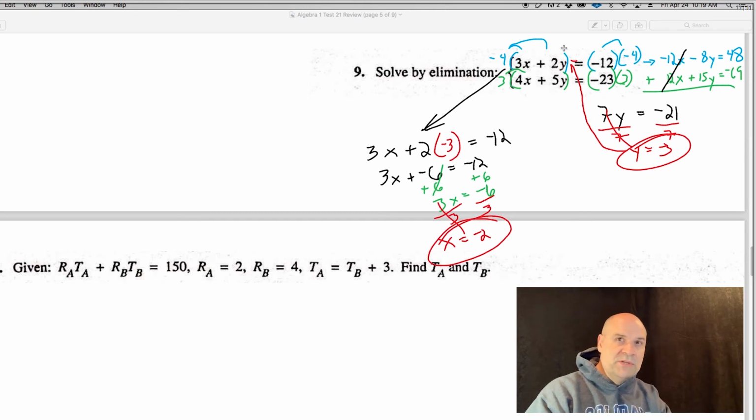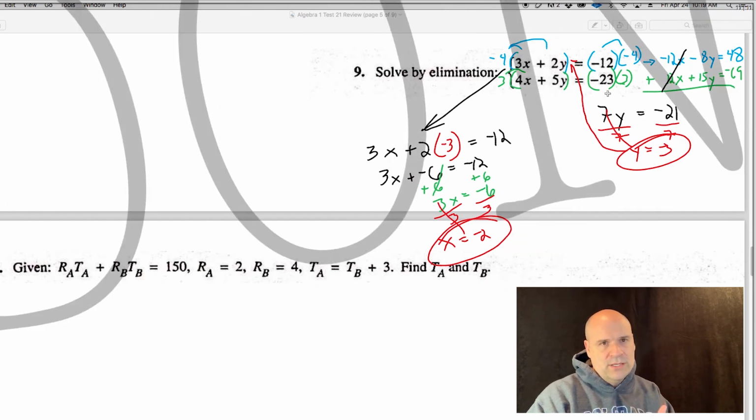Okay, so far, I feel like that's the right answer, but here's how you check to make sure. You just plugged it into the top equation. Let's plug both of these into the bottom equation and see if it works. 4x, well, what's x? Negative 2, so that's negative 8. 5y, what's y? Negative 3, so that's negative 15. So what's negative 8 plus negative 15? Negative 23. It works in both equations, so you're good.